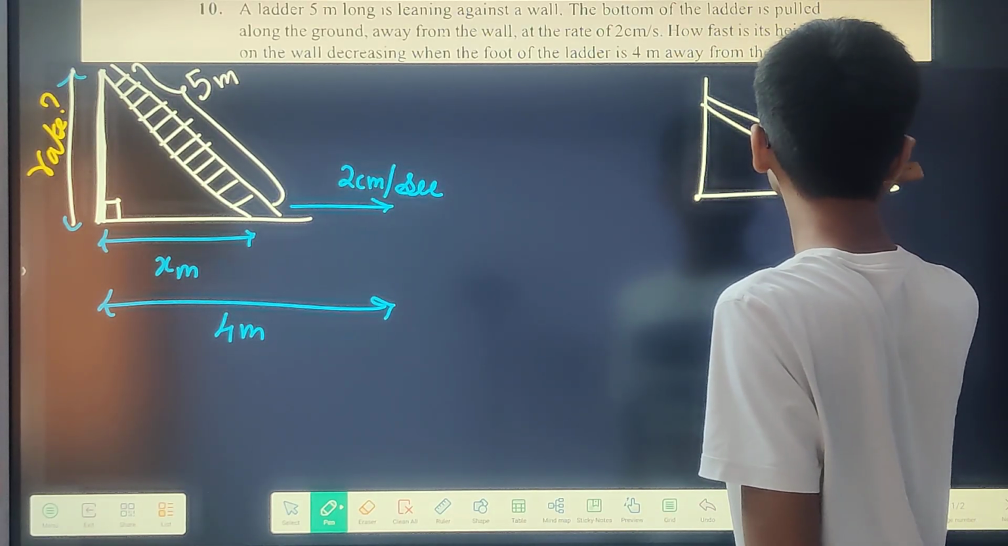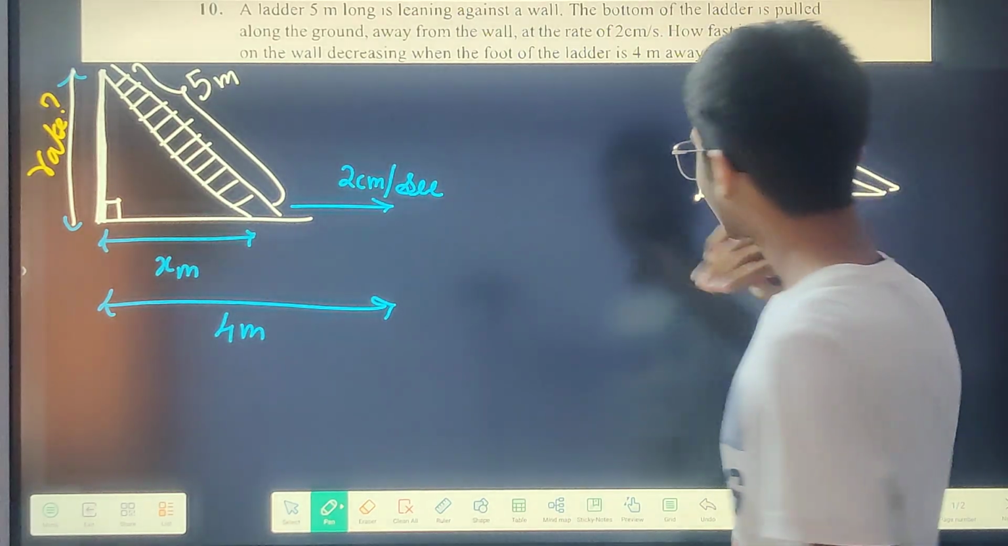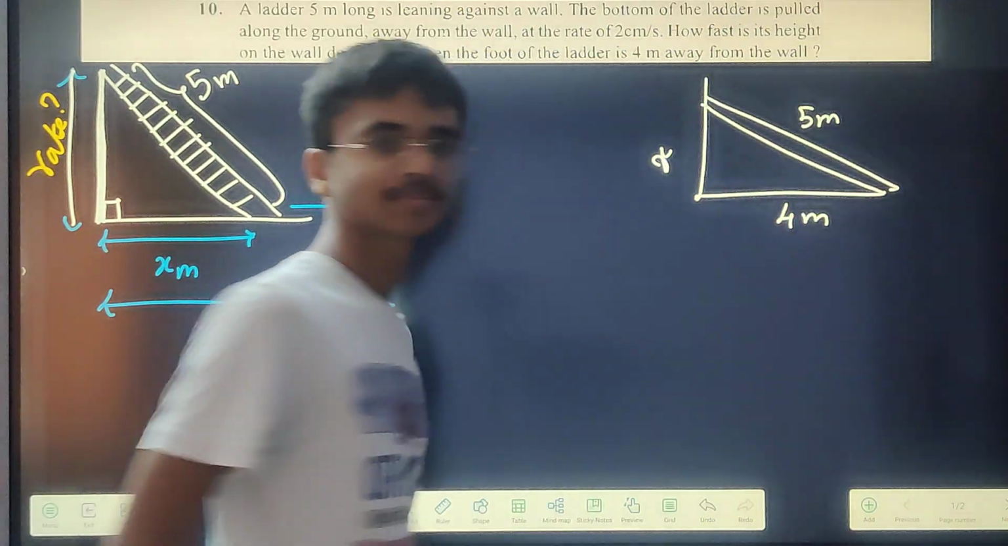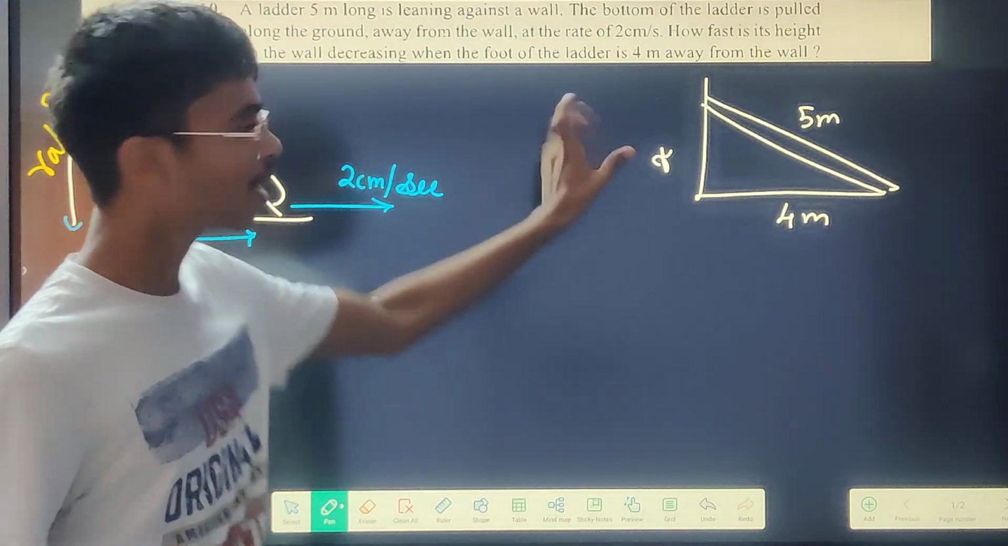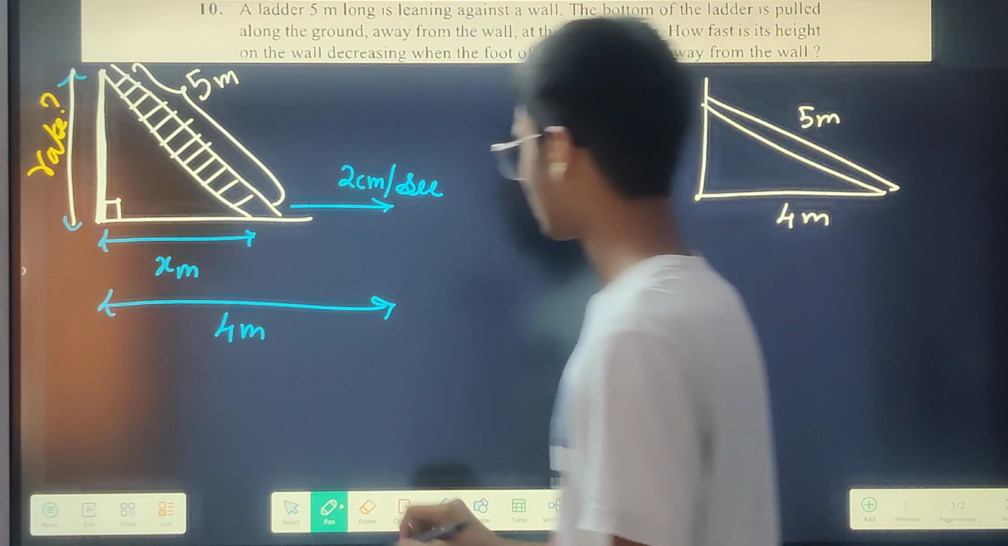Okay, so this is 5 meters, this is 4 meters. And then this is going to be some sort of x meters. We all know that this is not going to be less than 1 meter. That is actually some laws of triangles.